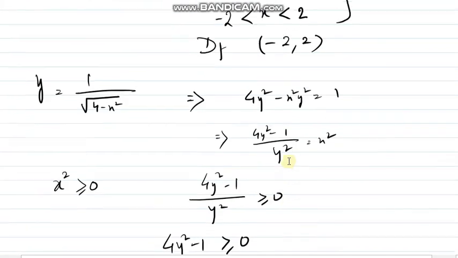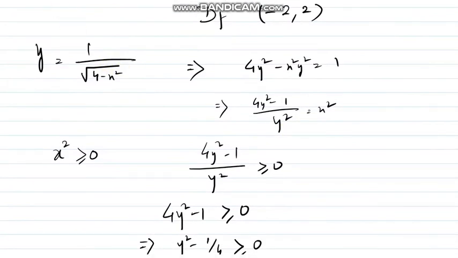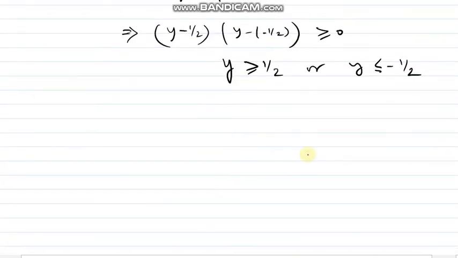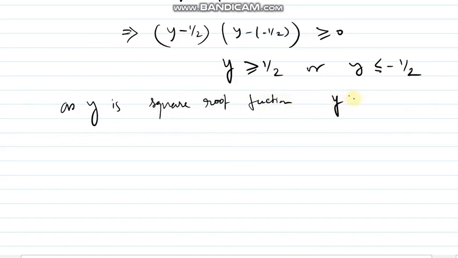But what is y? Y is again the positive square root function. And y is in the denominator, so y is not equal to 0. So as y is a square root function, from there can we write that y is greater than or equal to 0. So which of these satisfies this? That is y greater than or equal to half. So the range of the function is half to infinity.